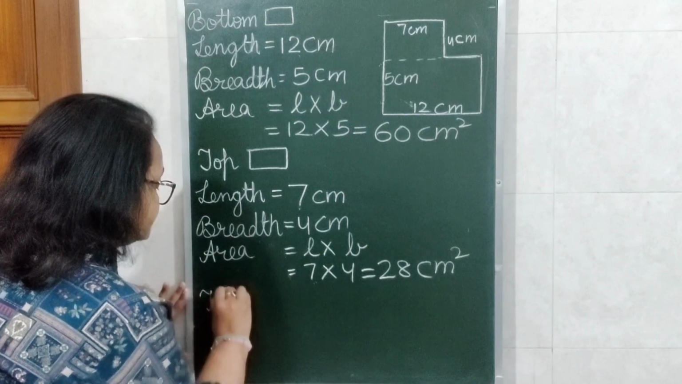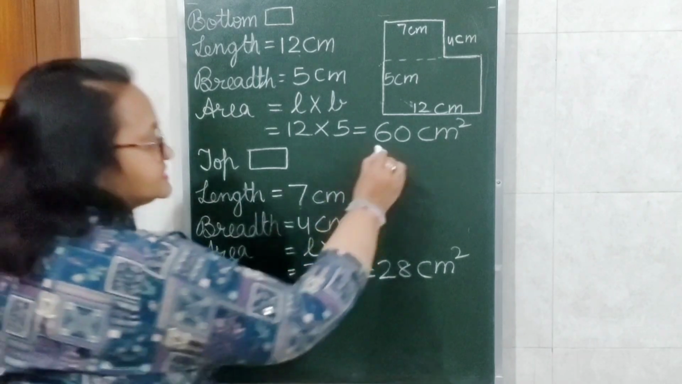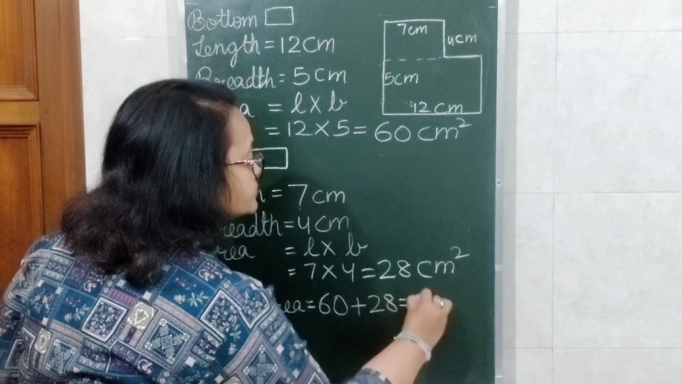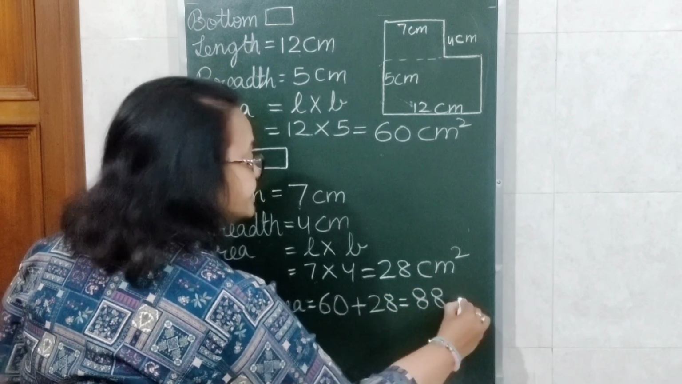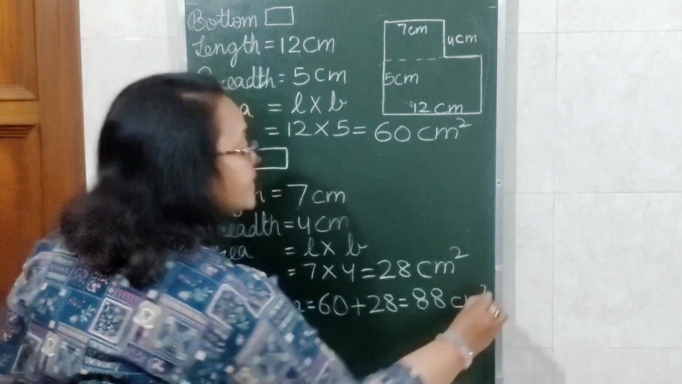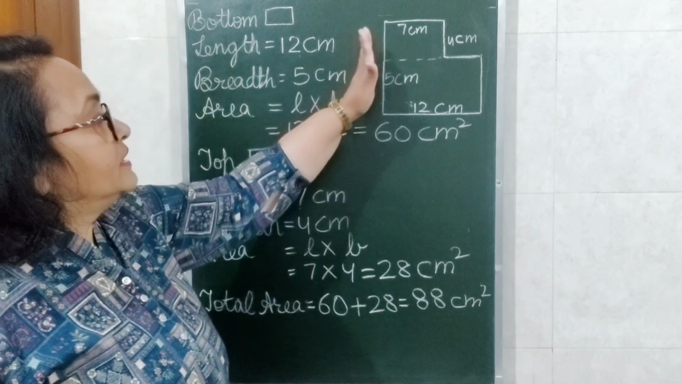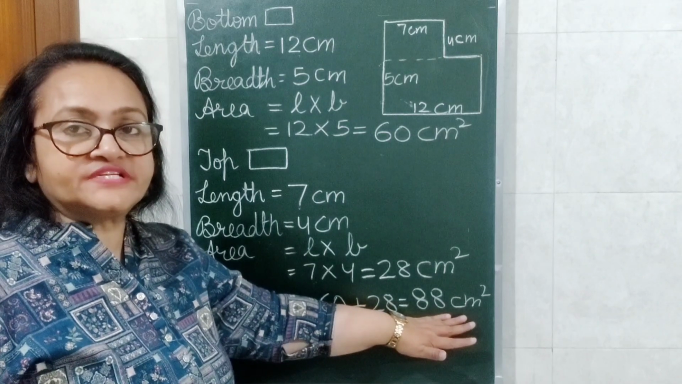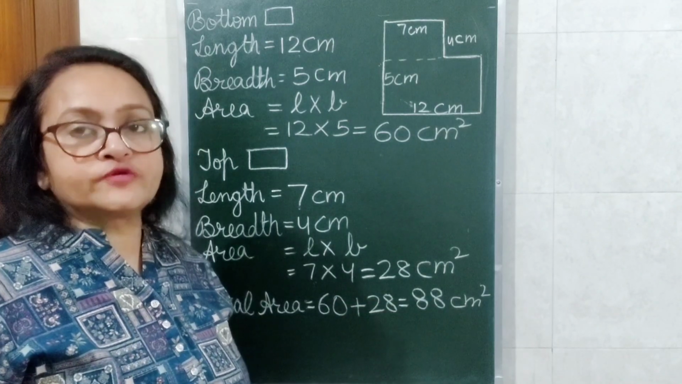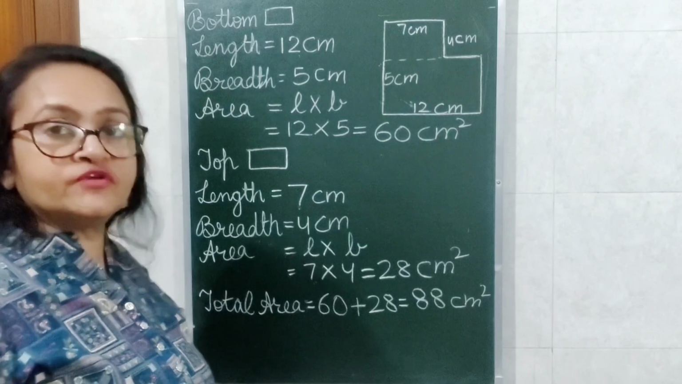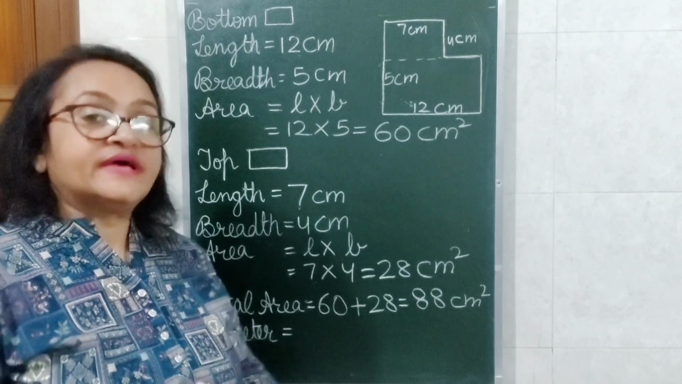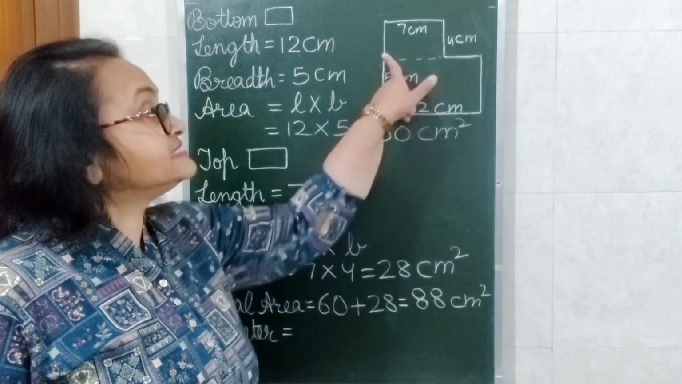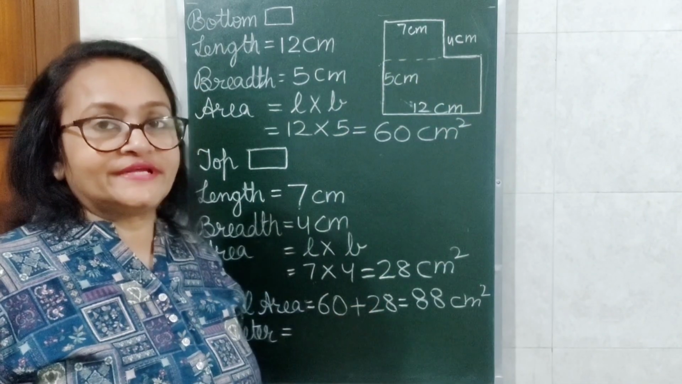So total area will be 60 plus 28, which is equal to 88 centimeter square. So area of this whole figure is equal to 88 centimeters square. Now, if we want to calculate the perimeter, how will we calculate it? Perimeter is sum of all the sides, but any line inside the figure will not be calculated.